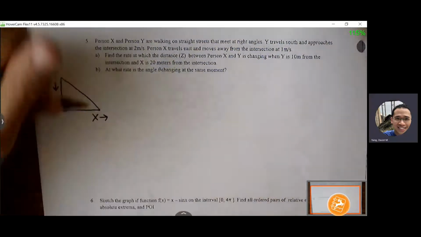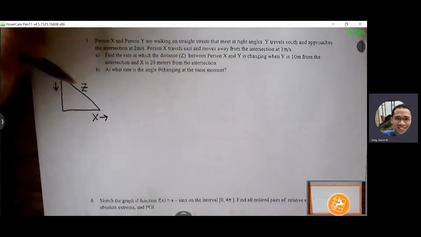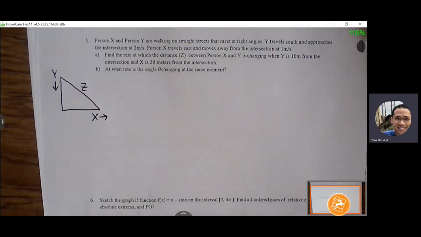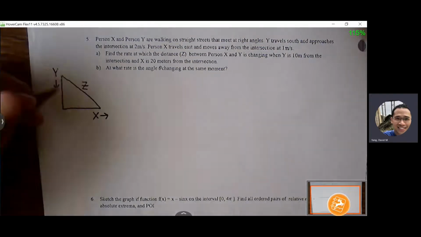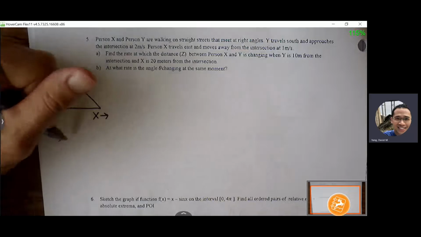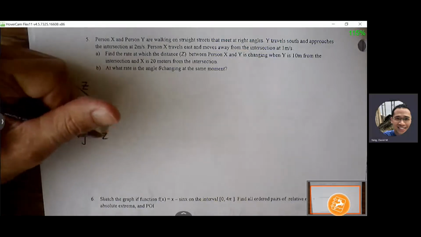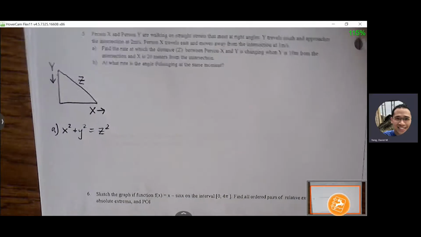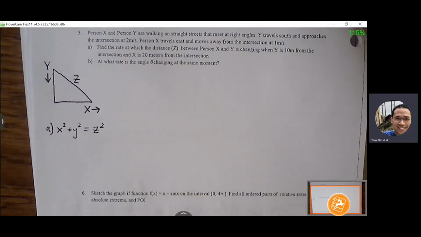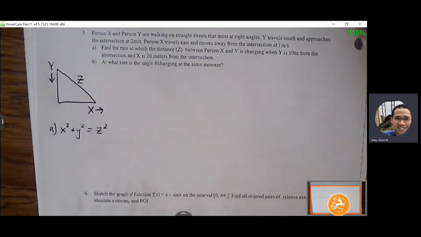Find the rate at which the distance z between person X and person Y is changing when Y is 10 meters from the intersection and X is 20 meters from the intersection. So part A, just a Pythagorean theorem problem. Okay, let's go ahead and find the derivative because we know the derivative will just show all of the variables that we need. X squared becomes 2x, attach dx dt.